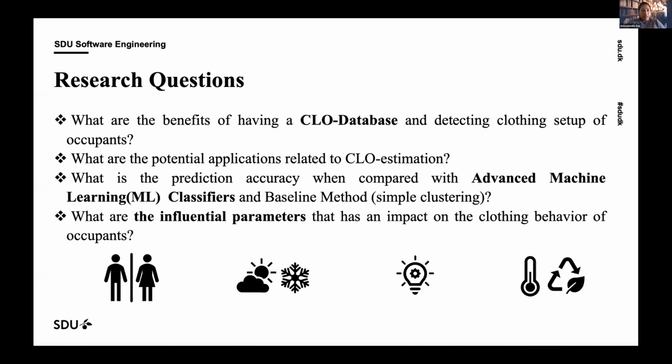So we have these research questions which we want to address through this project. However, due to time constraints, I would just highlight one of the important ones, which is: what are the important parameters that have an impact on the clothing insulation of occupants, such as age and gender, seasonality, the lighting conditions, and other indoor environmental parameters.